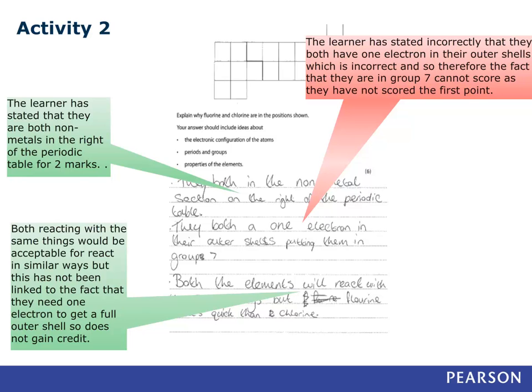Although they have stated that they are in group 7, as they have not linked this to having 7 electrons in the outer shell, this is not credit-worthy. In the last section, the learner states that they both react with the same things, which is an acceptable alternative for react in similar ways. But as this is not linked to both requiring 1 electron to get a full outer shell, this mark was not scored.